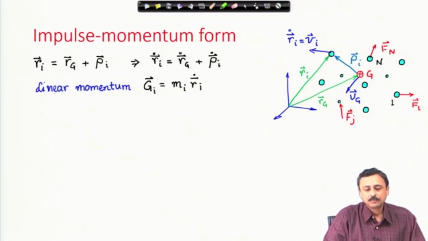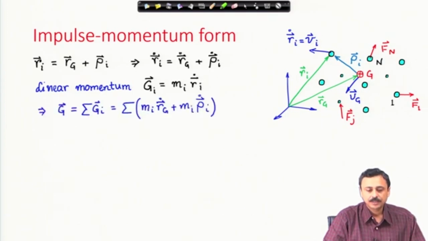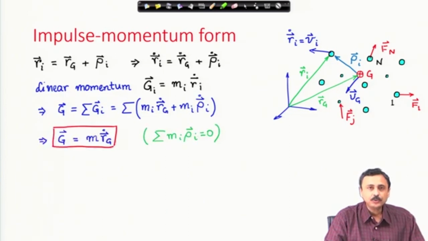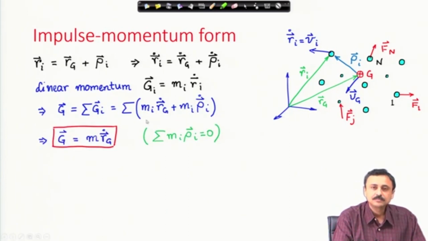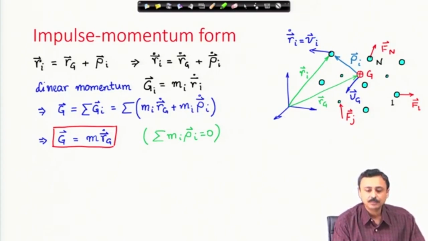Now, we define linear momentum of the ith particle as mass of the ith particle times the velocity of the ith particle, and by using the expression above, and summing over all the particles, we get the linear momentum of this system of particles as capital G vector is summation of m_i r_G dot, this is the velocity of the center of mass, plus m_i rho_i dot, rho_i dot is the velocity of the ith particle relative to the center of mass. And when I do this summing over, I get summation of m_i, which is the total mass of the system, times velocity of the center of mass, and the second term under summation, which is summation of m_i rho_i dot, goes to 0 because of this identity that summation of m_i rho_i is 0.